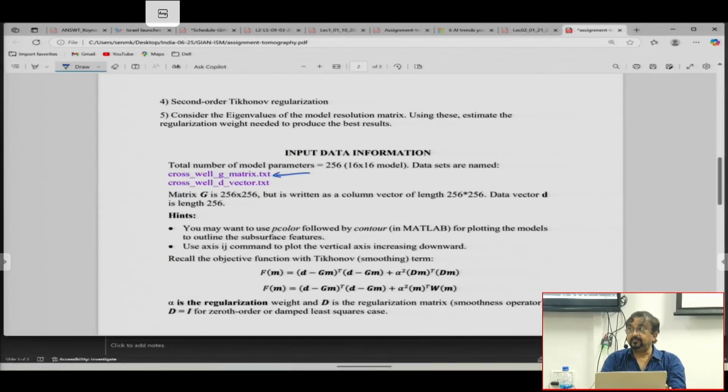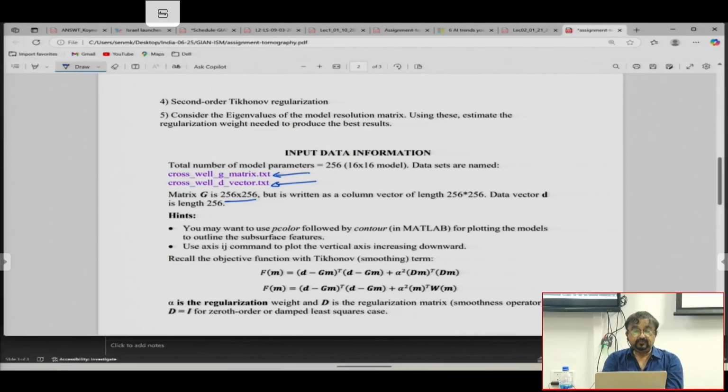I've given you the G matrix, okay? And the total number of model parameters is 256. It's a 16 by 16 model. I have a G matrix, I have a d vector, and the matrix G is 256 by 256, but in the data, I've written it as a column vector. So you have to split it into a matrix before you use it. And then you can simply plot your answer as a 16 by 16 matrix and see what that looks like, okay?